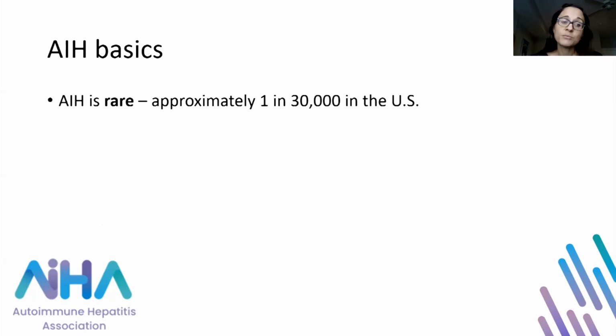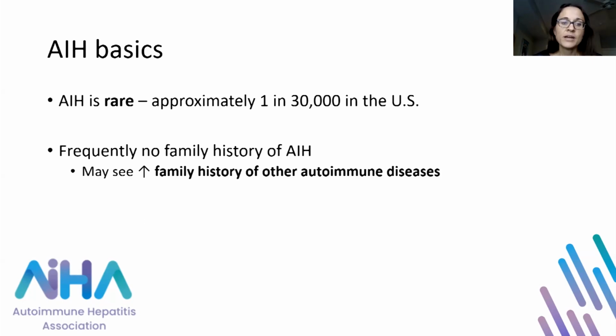Autoimmune hepatitis is a rare disease. In the US, it only affects about 1 in 30,000 patients. Frequently, because it's so rare, there's no reported family history of autoimmune hepatitis. But what we do see is that patients tend to have an increased family history of other autoimmune diseases. That can include things like thyroid disease, inflammatory bowel disease, etc.